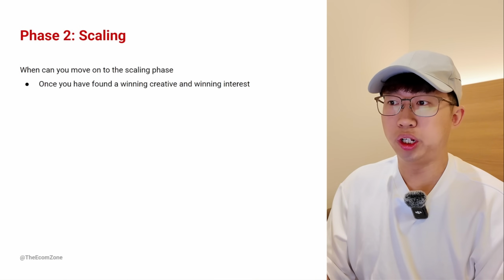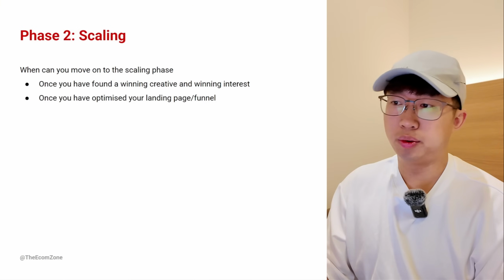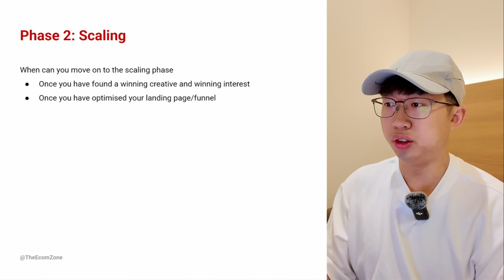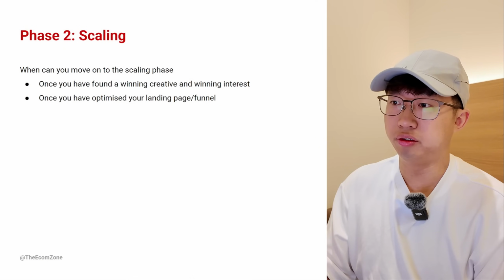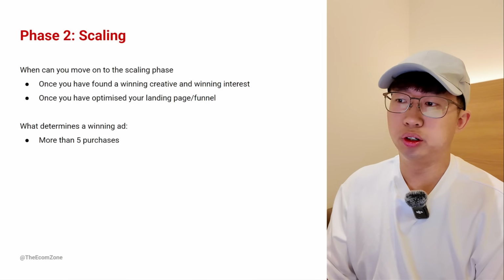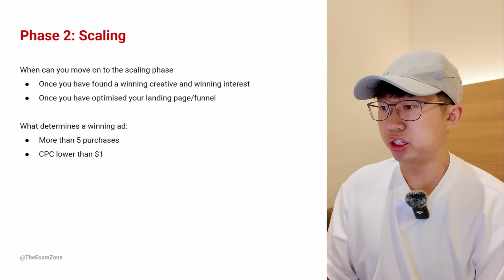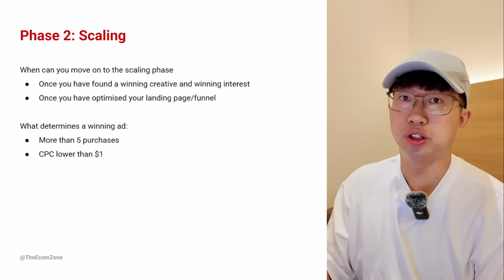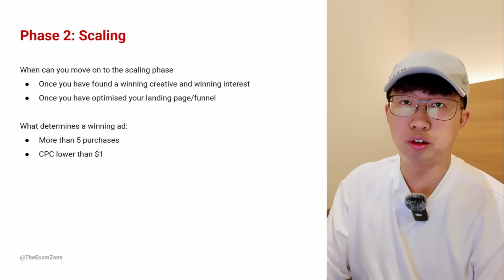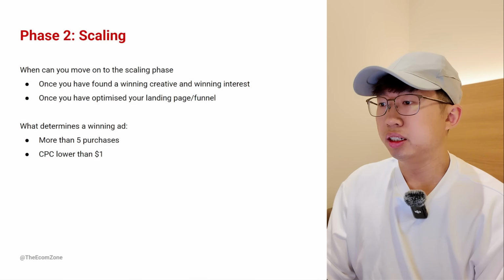So once you have found a winning creative or winning interest, and once you have optimized your landing page and your funnel, you do not want to move to phase 2 if you don't have a winning ad creative or product. So what determines a winning ad? You have more than 5 purchases per ad set or ad, and your cost per click is lower than $1 if your average order value is around $50. If your cost per click is around $2 and your average order value is around $100, that's fine.